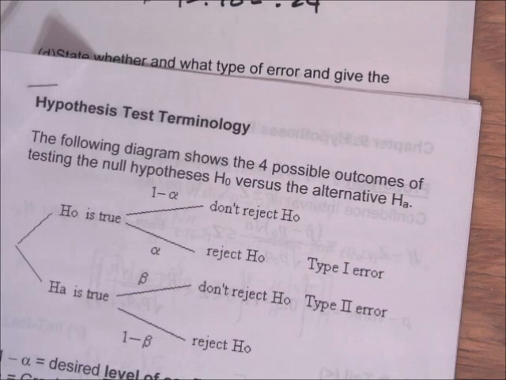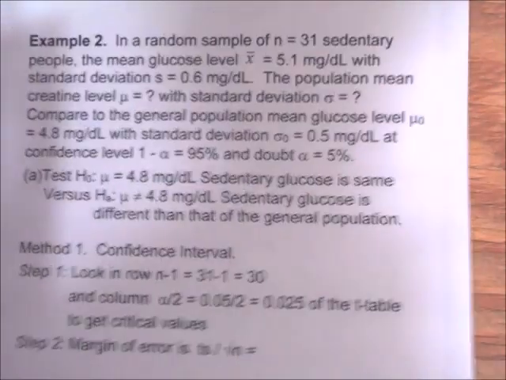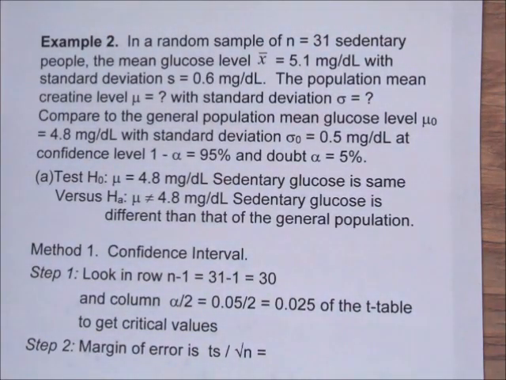But sometimes people will talk about accepting H naught, but technically we never accept H naught. In example 1, we assumed that we knew the population standard deviation, but more typically, if you don't know the population mean, you're probably not going to know the population standard deviation either. So example 2 would be in some ways more realistic.